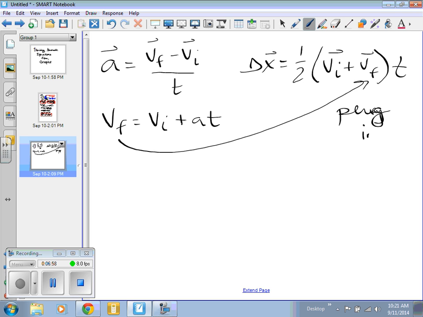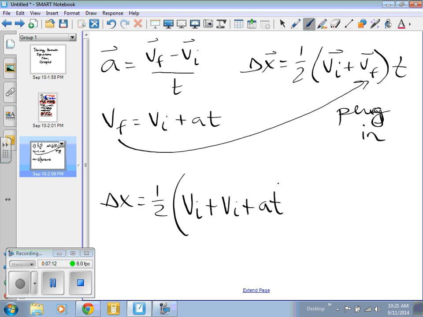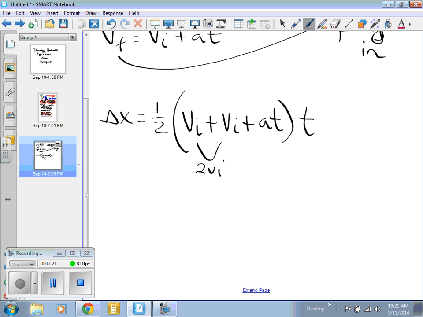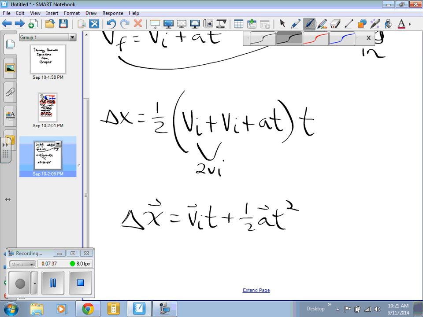And we're going to plug that in here. Sorry, that's sloppy. Plug in, and then we get delta x equals 1/2 times v initial plus v initial plus at, times t. So here, this gives us 2v initial, but then we multiply by 1/2, so that will go away. And we get delta x is equal to v initial times t plus 1/2 at squared. And that is our fourth kinematic equation.